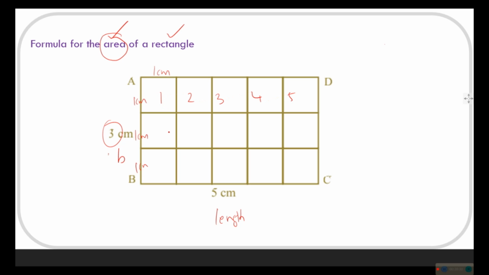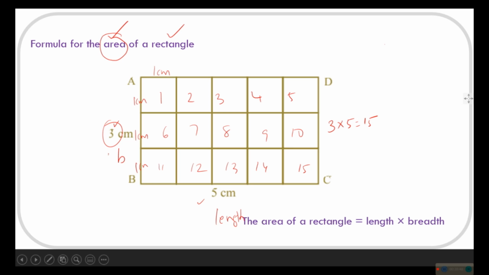4, 5 and 6, 7, 8, 9, 10, 11, 12, 13, 14, 15. And I can get this by multiplying 3 with 5. That means 3 into 5, 15 squares are there. Right? If each square is 1 centimeter in length and 1 centimeter in breadth, we will say that 15 square centimeters are there as the surface in this particular rectangle, or the area of this rectangle.